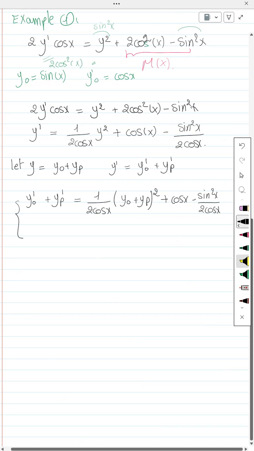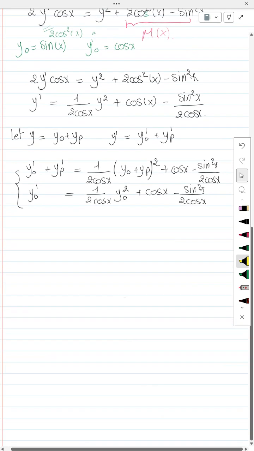Since I said that y0 is equal to sine x, as we have seen in the first question, y0 prime is equal to 1 over 2 cosine x times y0 squared plus (cosine x minus sine squared x) over 2 cosine x. So as you can see here, we have a system of equations. We need to find yp, and we have y0. y0 is known and yp is unknown.